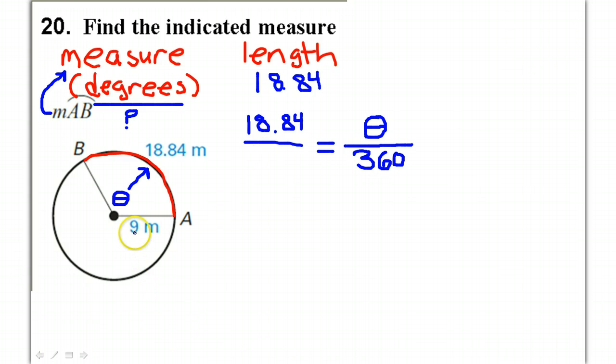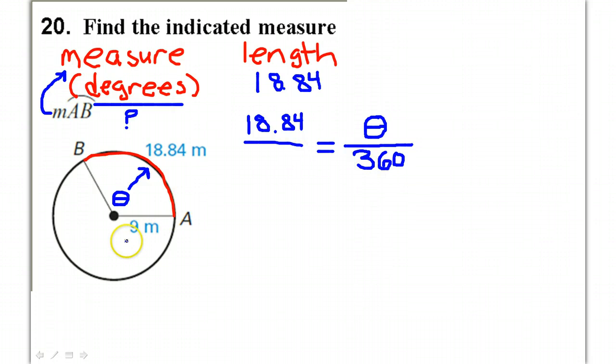Now, a lot of students try to use the radius and just put that number in somewhere. Some kids are putting the 9 in the top of the fraction. Some kids are putting the 9 in the bottom. The radius is never going to be one of the numbers, one of the four numbers in this proportion, in this equation. The radius is no part of the circle. All right, these four things all represent parts of the circle.